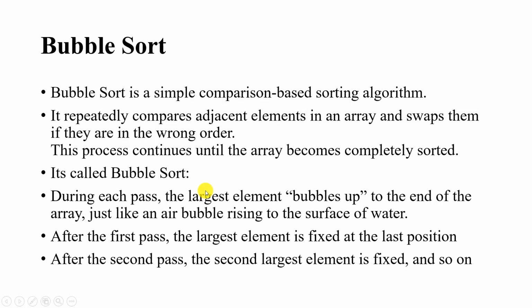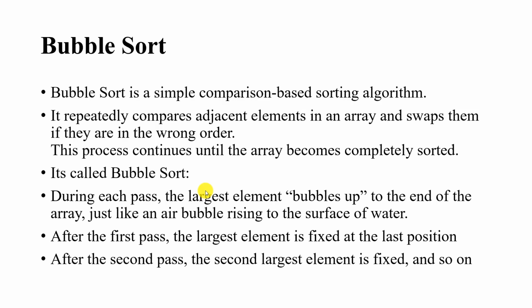Bubble sort is a simple comparison based sorting algorithm. What do you mean by comparison? It will compare two adjacent elements and if they are in the wrong order, it will swap. That is the meaning of a comparison based sorting algorithm. It will compare two elements in an array. There are non-comparison based sorting algorithms that we will see later.